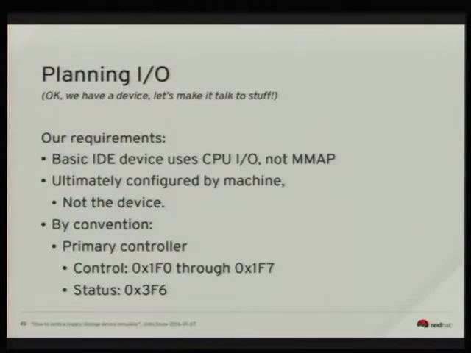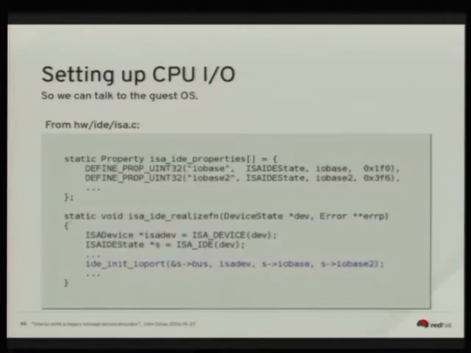So we have a basic device. We want to make it talk to stuff. The basic IDE device uses CPU I/O, port I/O, not mmap, which is kind of configured by the machine instead of the device. And by convention, these are the ports that we use for old IDE drives. So to set up CPU I/O, you can see that this is the isobus. This is the definition for the isobus. And as a user property, we've described the IO base and IO base 2 as our conventional ports. And then during the IDE bus initialization, we call IDE init IO port with these properties as configured by the user, but it defaults to those.